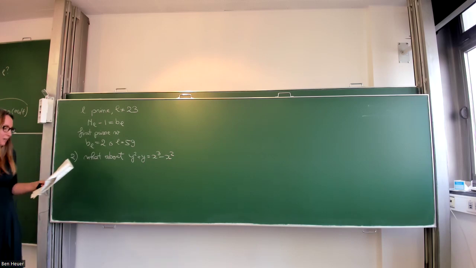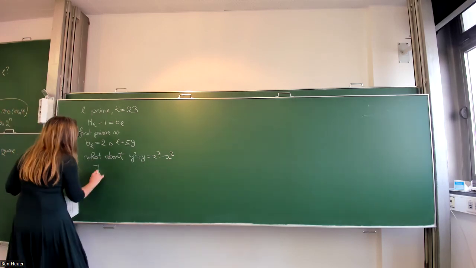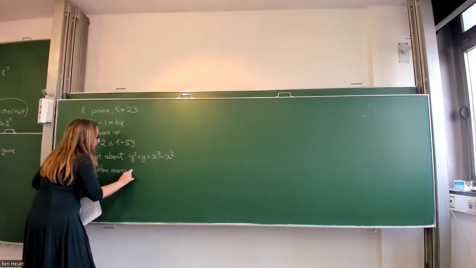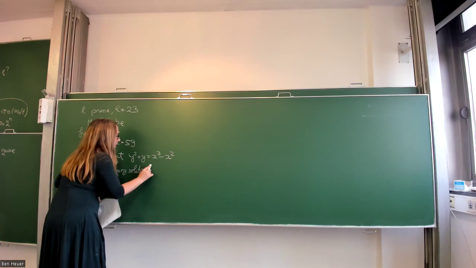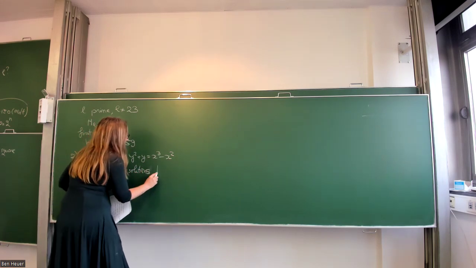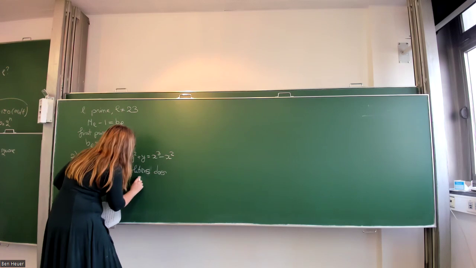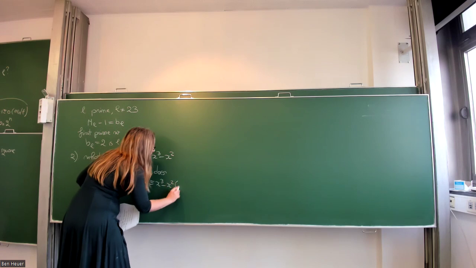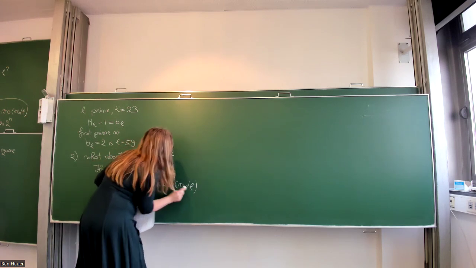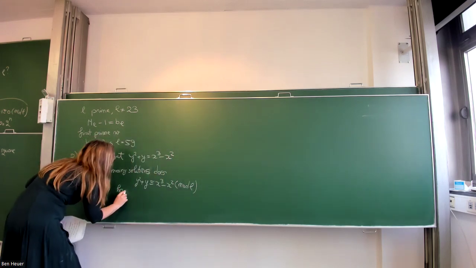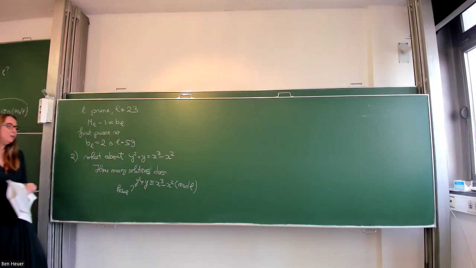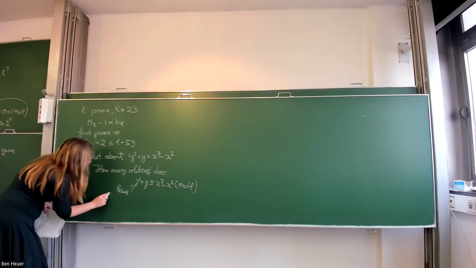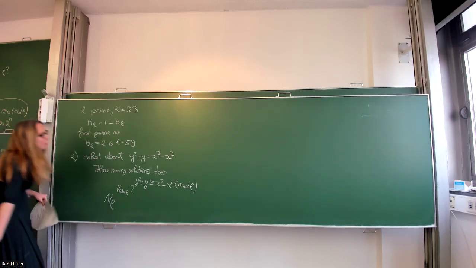And I'm asking still sort of how many solutions does y squared plus y congruent to x cubed minus x squared modulo L have? So how many pairs x, y mod L can you find that satisfy this congruence? And let's say that this number is N_L.